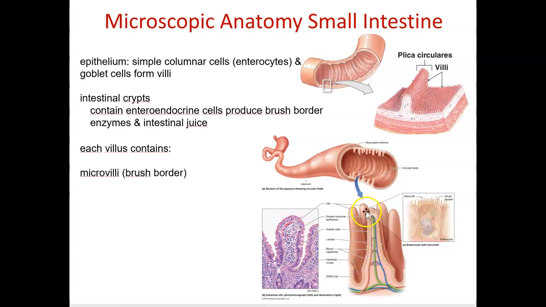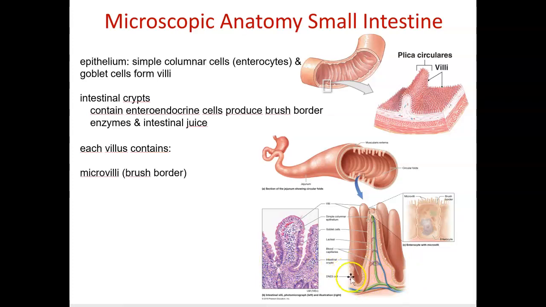So they kind of form this long finger-like projection. And the purpose of the villi is to increase surface area so that more of that chyme will come in contact with these cells to help with absorption. Now, if we look between the villi, down here we'll see things called crypts, intestinal crypts.